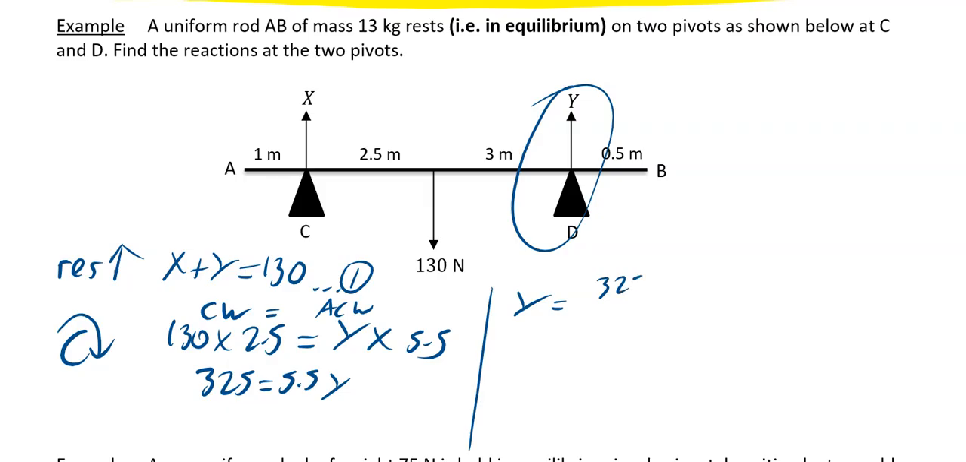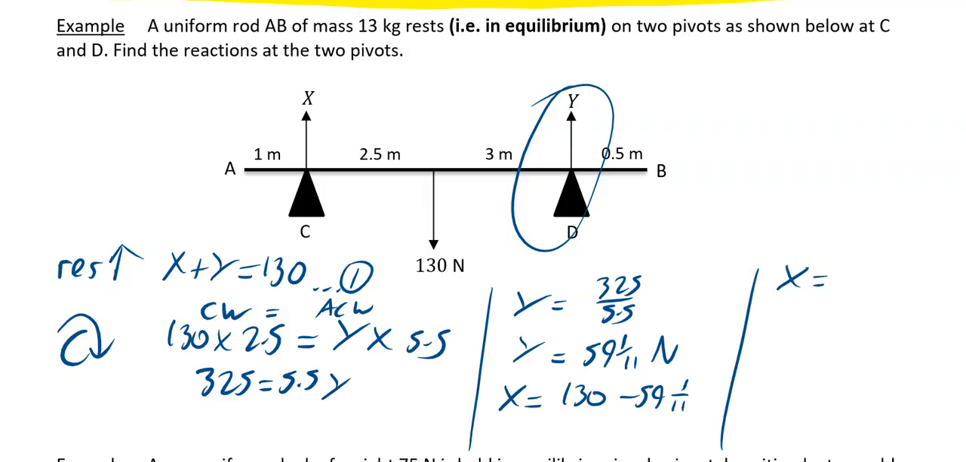Then a bit of working out again means your Y is equal to 325 divided by 5.5, which works out to be 59 and 1/11 newtons. That means your X is going to be, putting that back into equation 1, 130 minus your 59 and 1/11, which means your X works out to be 70 and 10/11ths newtons.